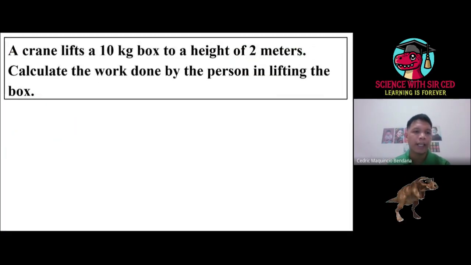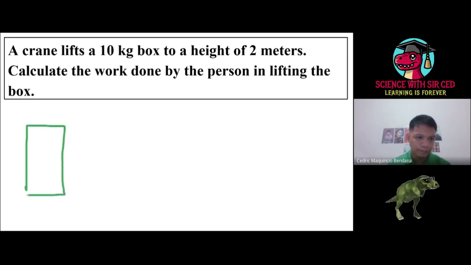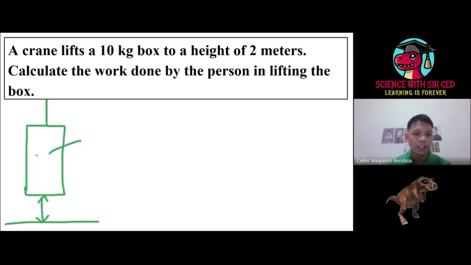Okay, a crane lifts a 10-kilogram box to a height of 2 meters. Calculate the work done by the person in lifting the box. Okay, work. I cannot draw, but I'm going to replace the drawing with an actual lift, an elevator. Okay, this is the zero ground. Since it's a lift, it moved above the ground. The box is 10 kilograms and the height is 2 meters above the ground.